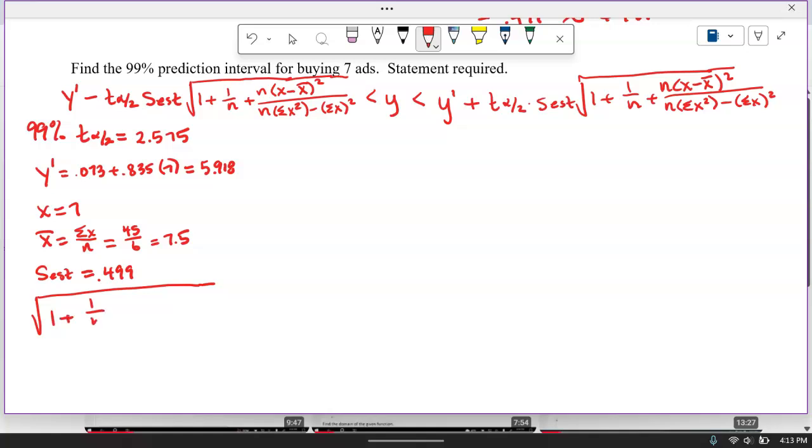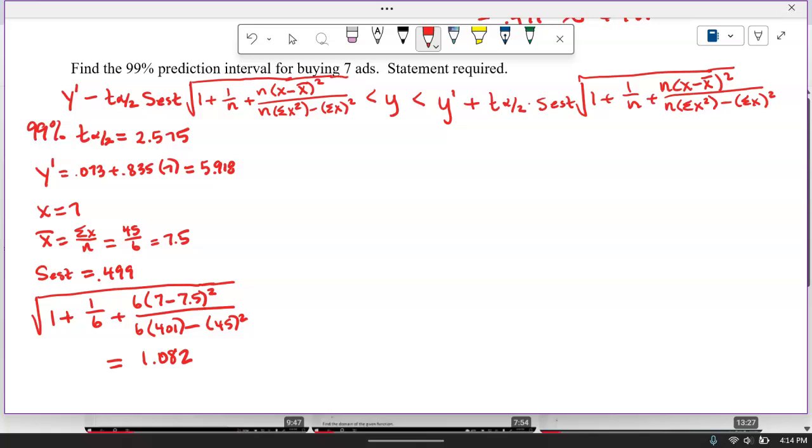1 plus 1 over n. And I'm going to go ahead and plug in. 1 plus 1 over 6 plus 6 times the x value, 7, minus x bar, 7.5 squared, over n times the sum of the x squared column minus the sum of the x column, that's 45 squared. Now, in class, I'll go through and show you how to plug that into your calculator. We have gotten this number.